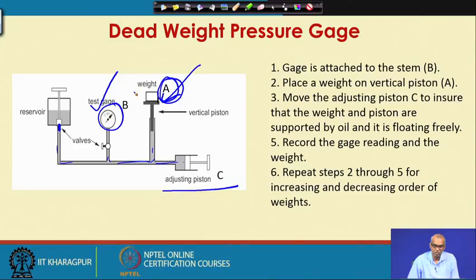So, these are your known weights. So, these are standards or primary standards. So, you know the pressure that is being applied. So, from the gauge reading, you can now calibrate this gauge by comparing its reading against the known standard.